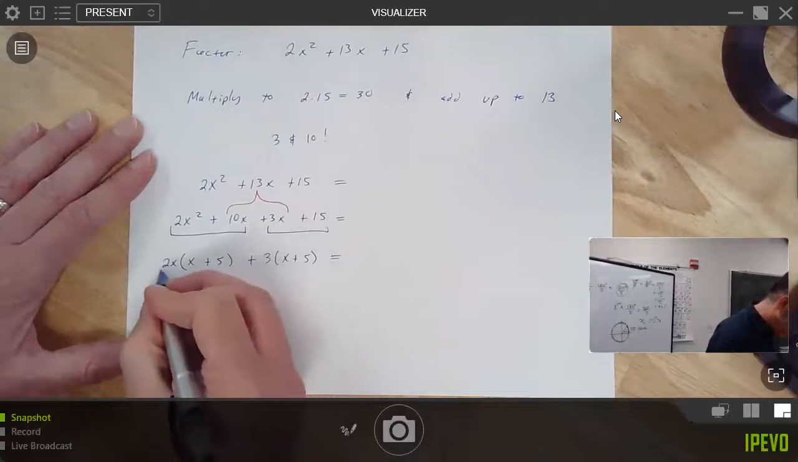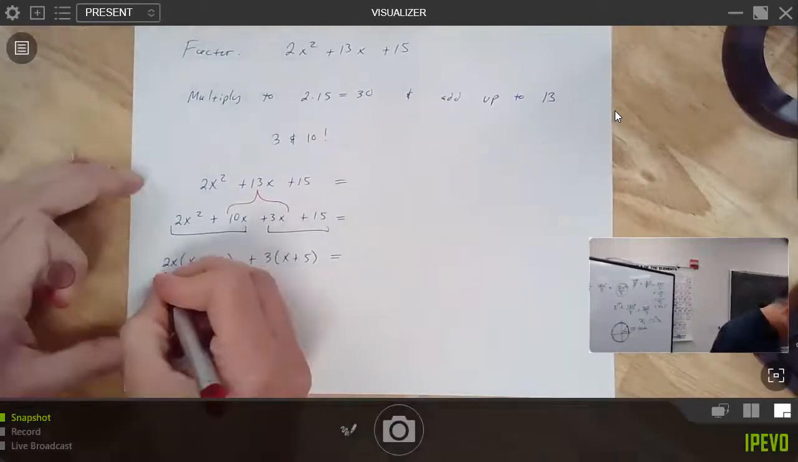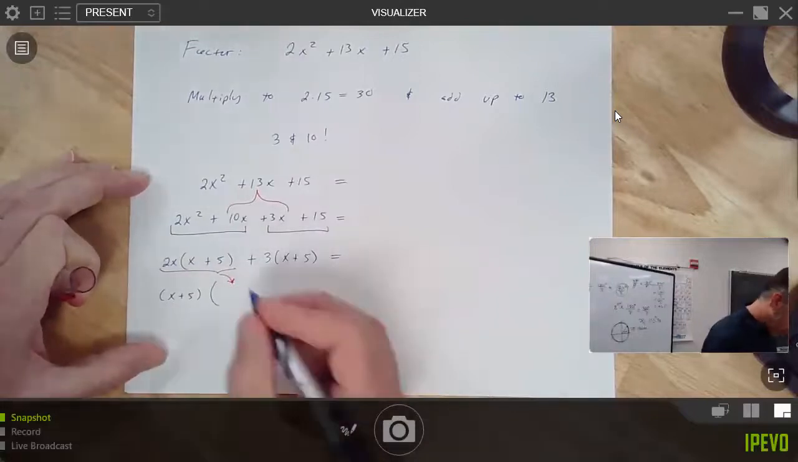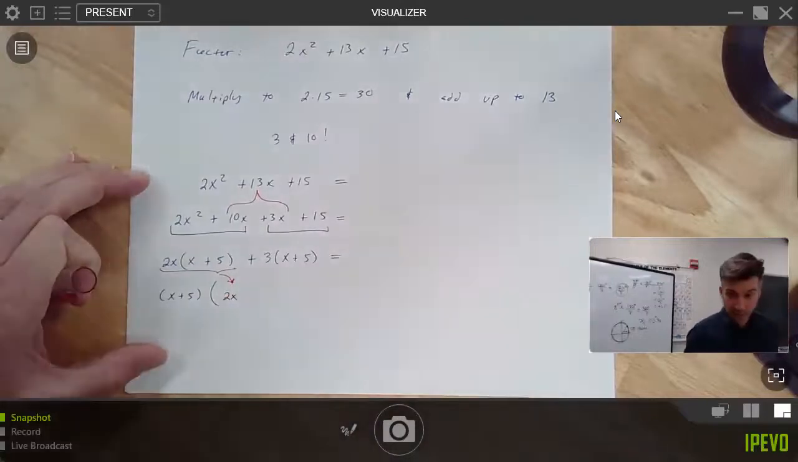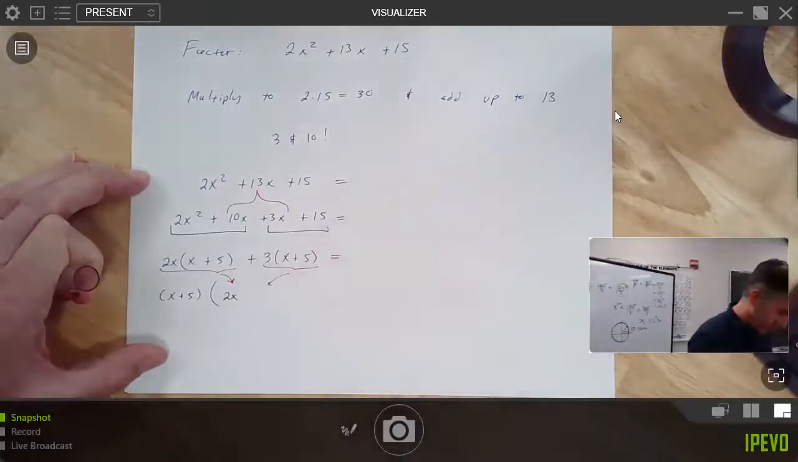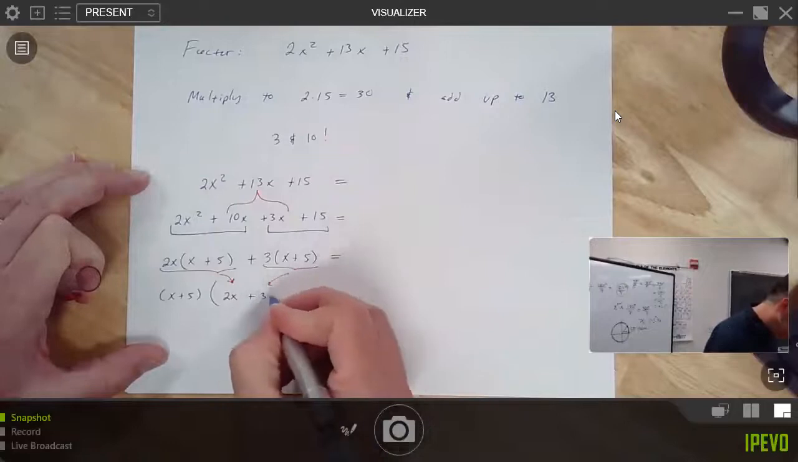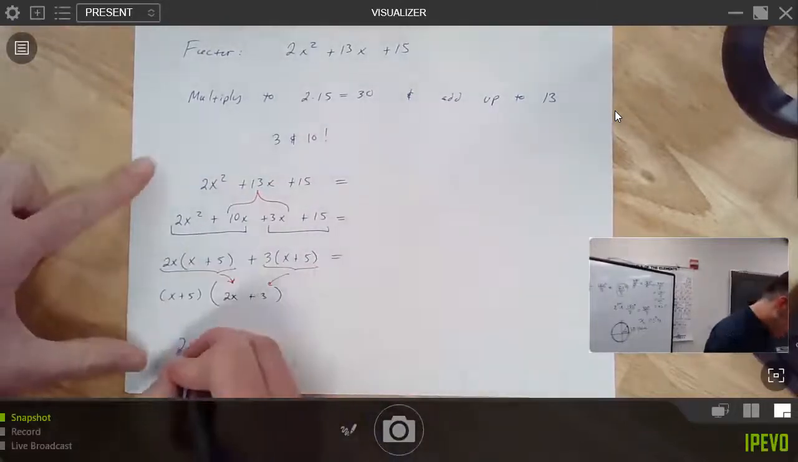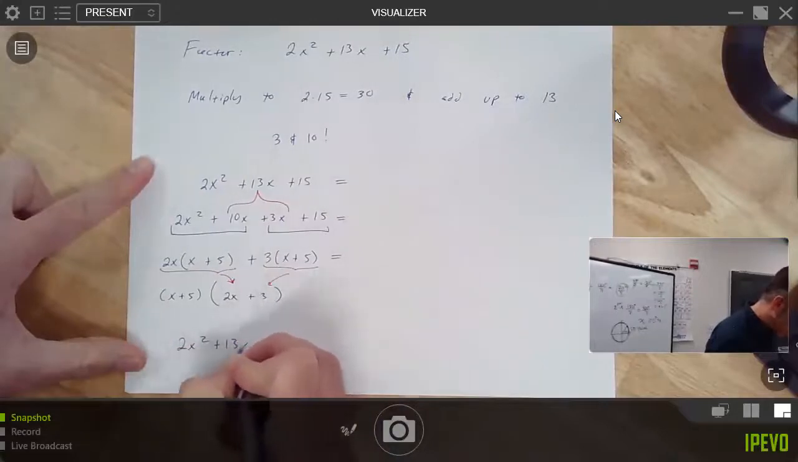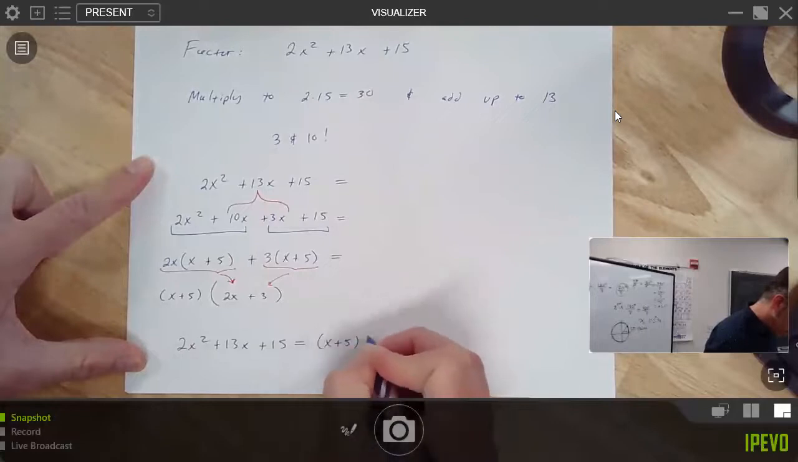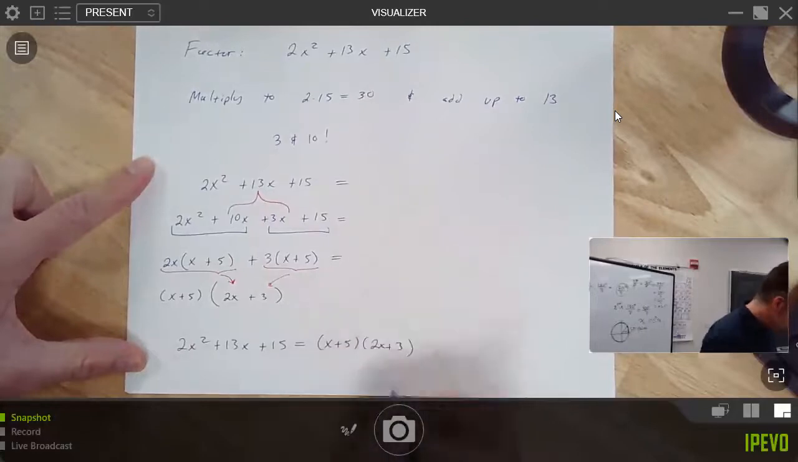From this piece, I'm left with a 2x because I've already factored out the x plus 5. And from this piece, I'm left with a 3 because I've already factored out the x plus 5. And that's it. That's my answer. 2x squared plus 13x plus 15 factors as x plus 5 times 2x plus 3.